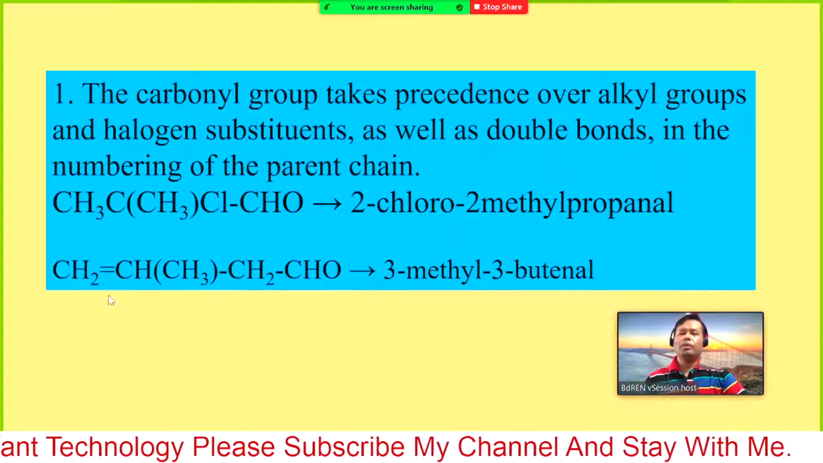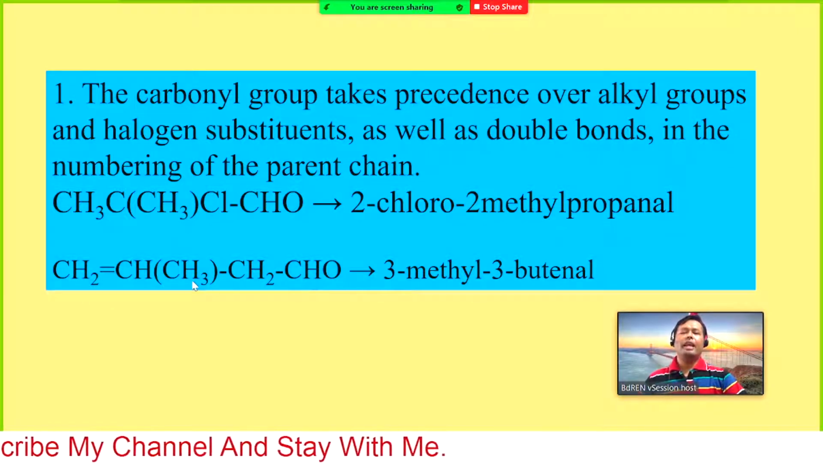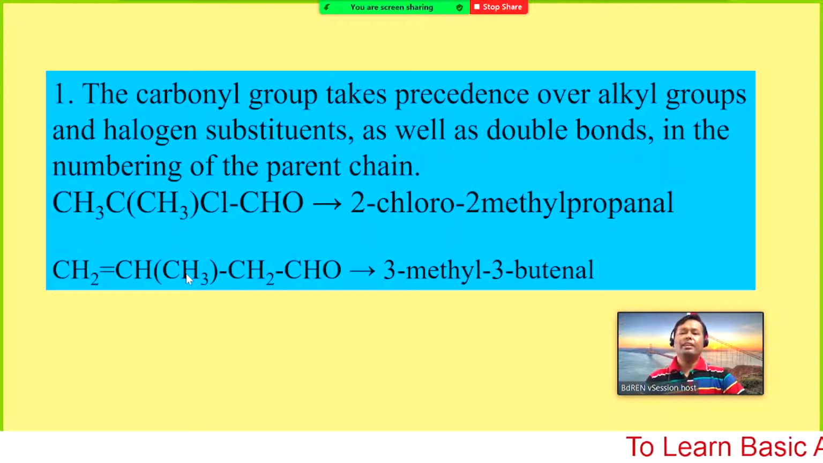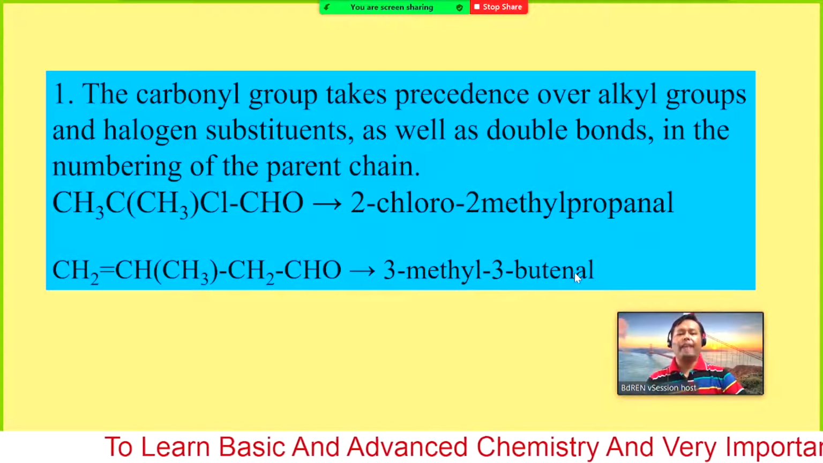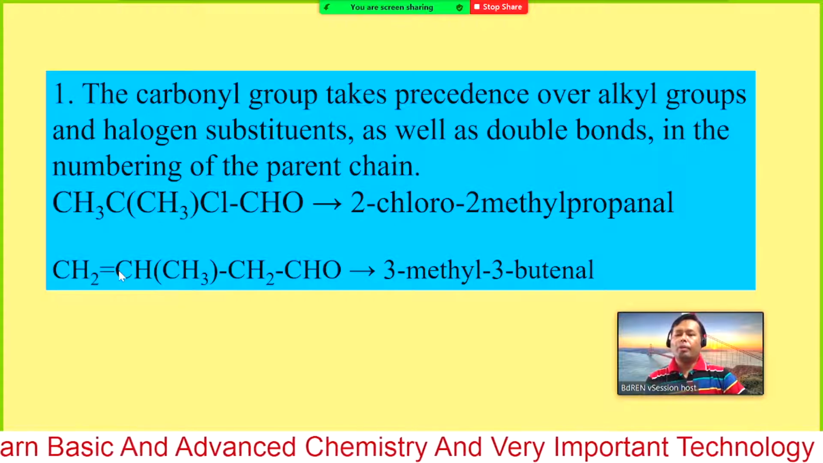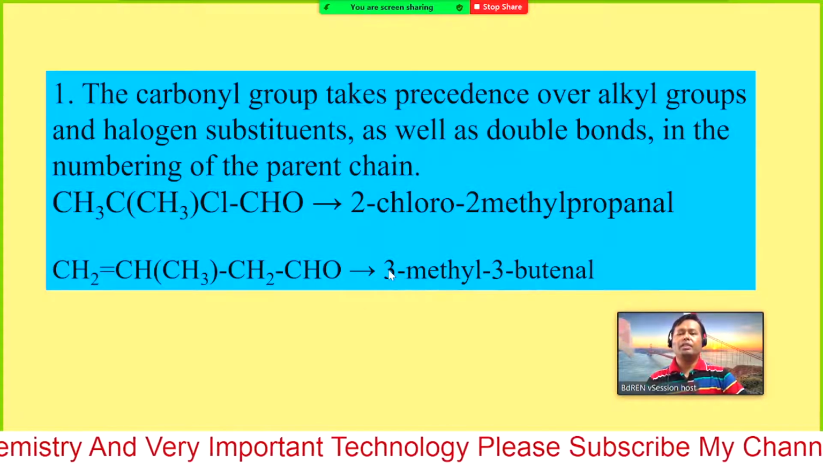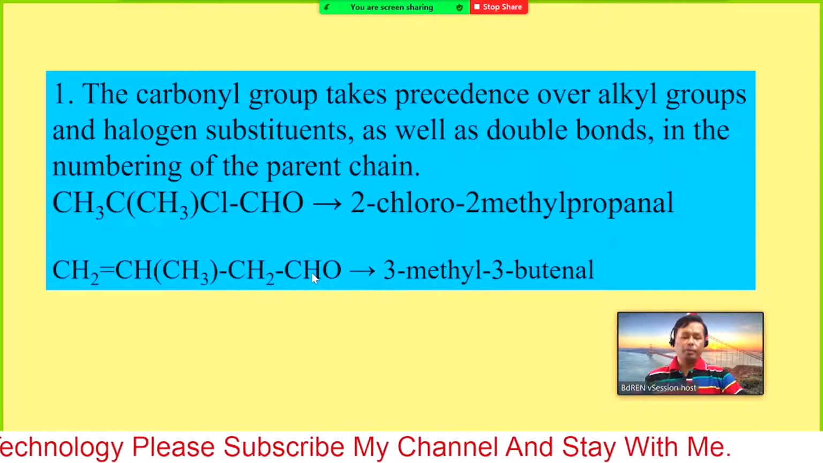This is another compound. If we have a double bond, we still consider that this is an aldehyde. So just give the numbers 1, 2, 3 and 4. This is our substituent or side chain. So mention the position of the double bond and the position of the substituent: 3 methyl and 3 butenal. This is the name of the compound.